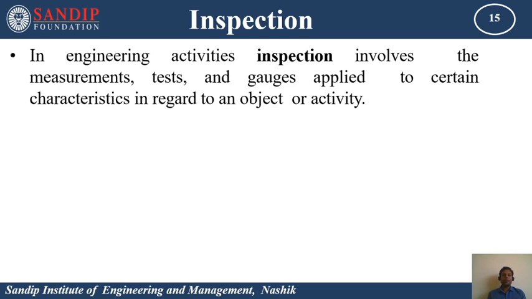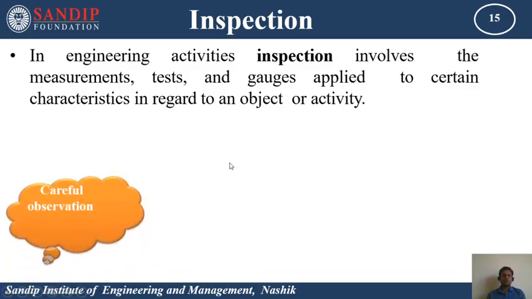So we have to implement inspection at each and every step, so we can achieve our quality up to a high level and satisfy the customer. We can satisfy the customer according to their need, according to their specification. For that, inspection plays a very important role to achieve our target and to achieve the zero defect product.